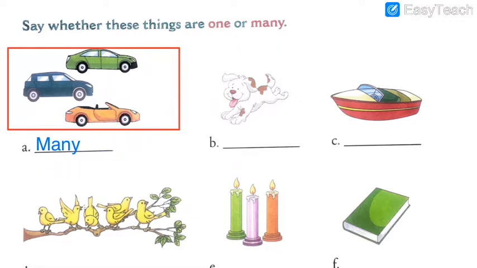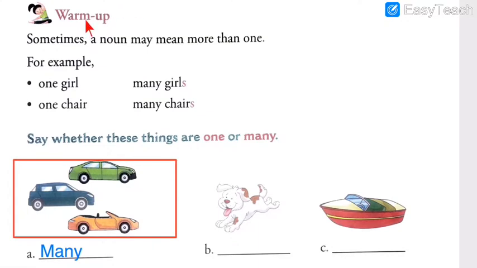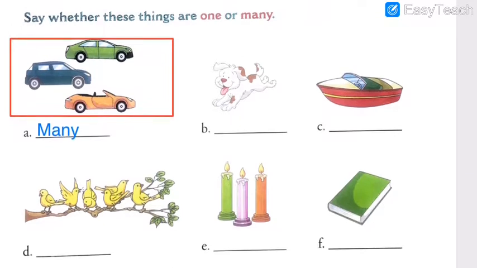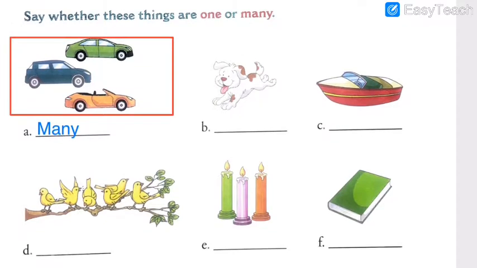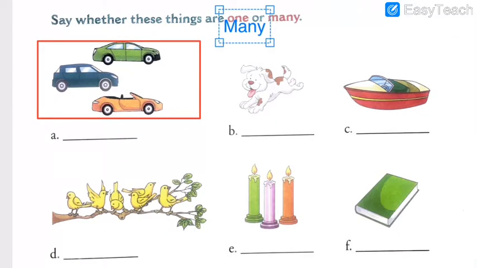In the rough book you can just give the heading Warm Up, as it is written here. Please give the heading Warm Up in the rough notebook if you are writing in the rough notebook, and then just write the answer: A, many. And those who are writing in the textbook, you know that whatever I am doing, you just have to follow the steps in the same way. So students, here you can see more than one car, so obviously it is not one, we have to write many. As I have written here.